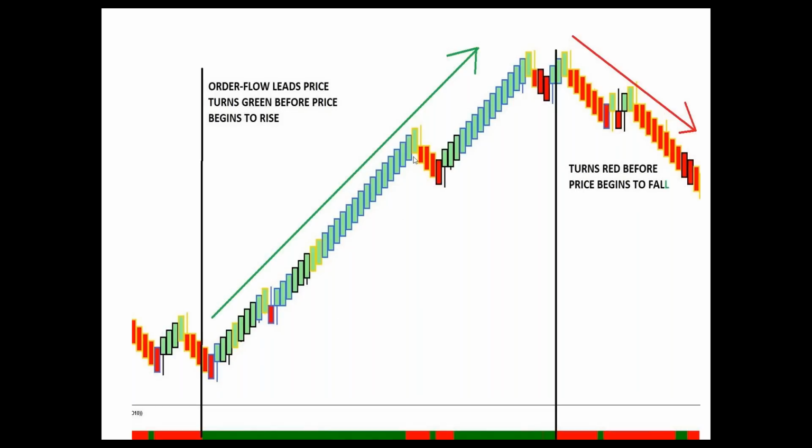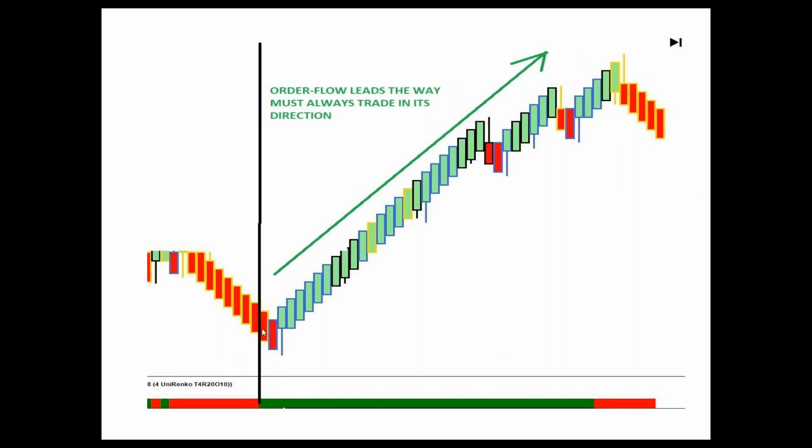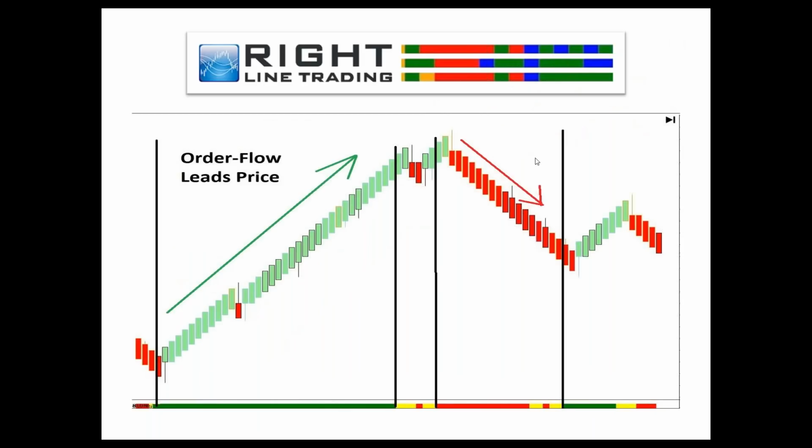Now, for other reasons, we wouldn't take this trade. But if you want to try to call a top, and I recommend you never do, you have to at least wait till order flow changes. Here's another example. Order flow turns green first, and price will swing up. You can't counter trend trade it. Same thing here. Green up.